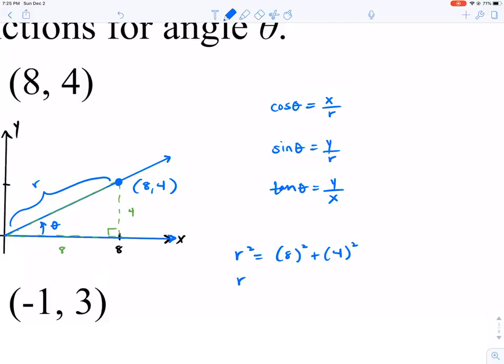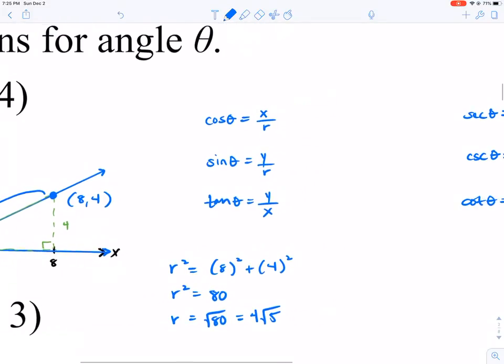So we would get r squared equals 80. And then r is going to be positive. It represents a distance. So r will equal the positive square root of 80, which is 4 root 5. Right, 16 times 5 is 80.